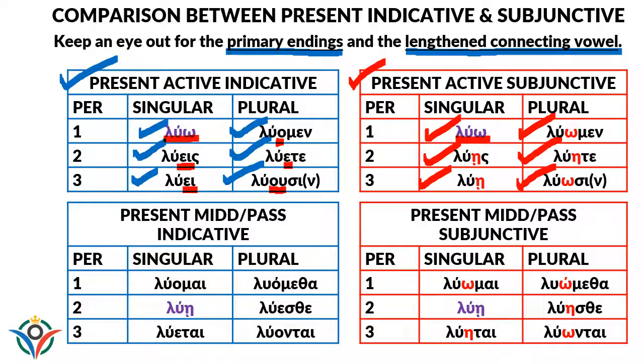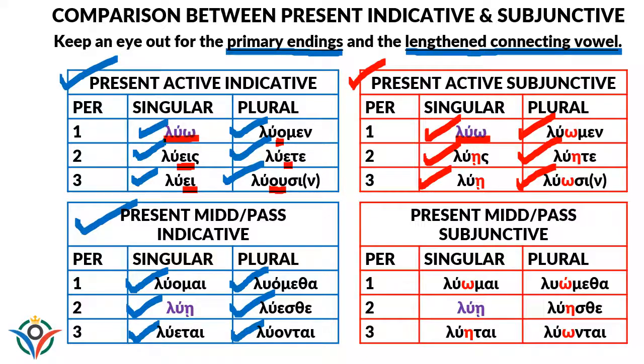Let's move on now to the present middle passive. Look at the indicative first. The singulars, we have luomai, luei, luetai. The plurals, we have luometha, lueste, and luontai.